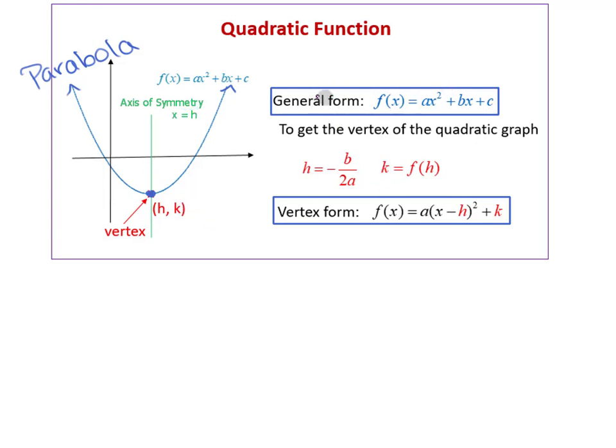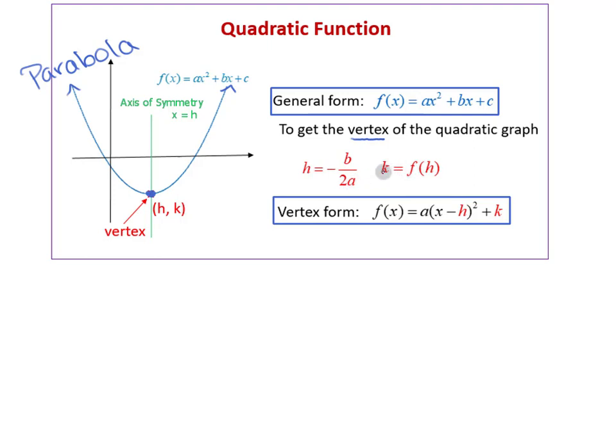Okay, so in our general form, it's not easy from the equation to tell where that vertex would be, that lowest point. One of the ways to calculate our vertex is we have a formula here. To get the vertex, h, which is the same thing as the x coordinate of our vertex, is equal to the opposite of b, so negative b, all divided by 2 times a. So negative b, or opposite of b, all divided by 2a.